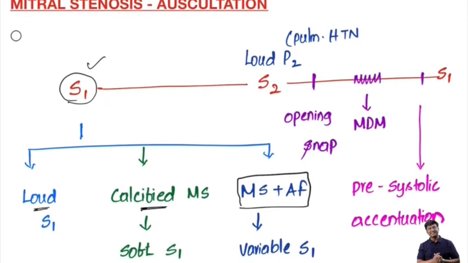And if you look at the abnormalities of the second heart sound, that is S2, you will have a loud P2. And why will you have a loud P2? That is because of the development of pulmonary hypertension. So this is about your second heart sound.